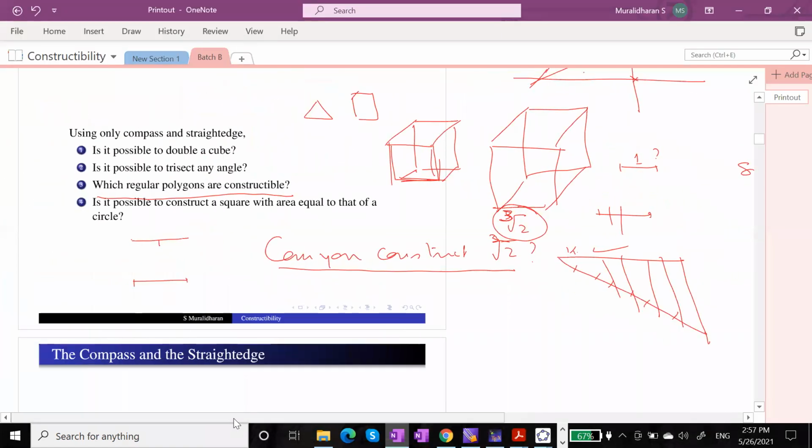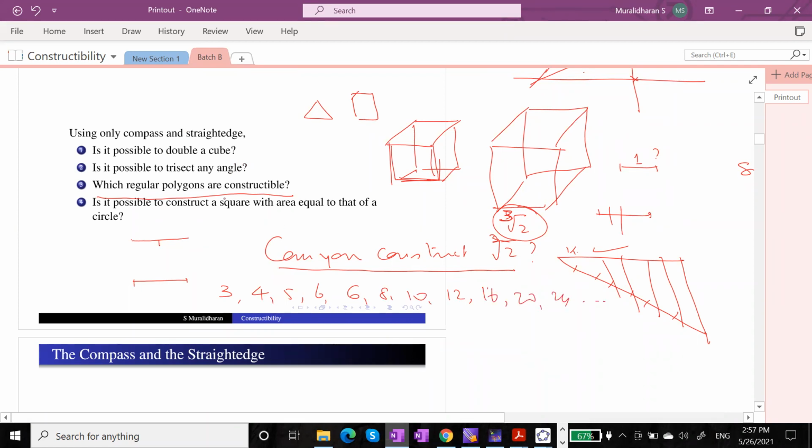So since I can construct 3, 4, 5, 6, I can also construct 6, 8, 10, 12. So 6, 12 I can construct, and then what else can I construct? So 16 I can construct. Then I can construct 20, 24, and so on.